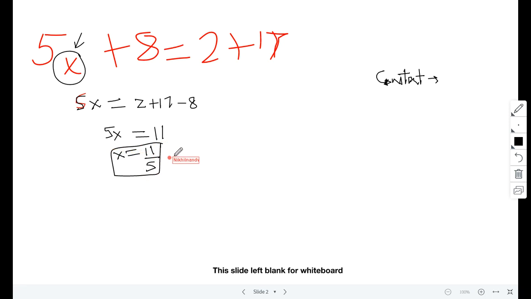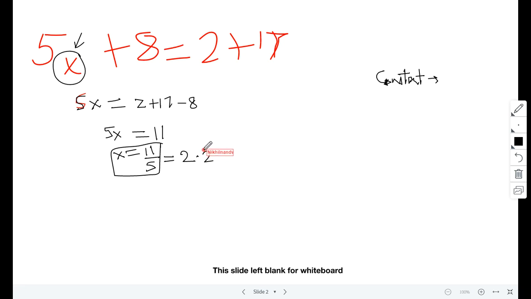Even if they want you to write in decimal, you can write in decimal form or fraction form. Both you can write, whichever they want. We haven't done questions yet with these answers. This is the first one I'm seeing.